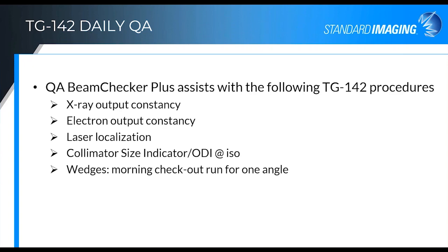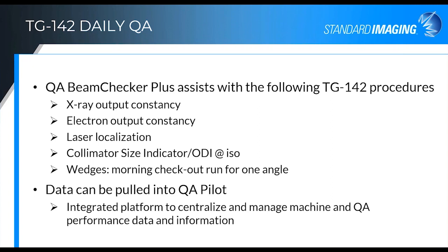So to be a little more specific on at least the US AAPM Task Group 142 daily QA requirements, and I believe these are similar elsewhere in the world, the QA BeamChecker Plus can help you achieve many of the requirements of that daily procedure, such as your photon and electron output constancy, the localization of your lasers, verifying they're in the correct positions, checking that at the ODI distance that you've set for your isocenter, the collimator sizes are correct, and running perhaps a single angle, varying perhaps every morning a wedge angle, to verify that that also is consistent.